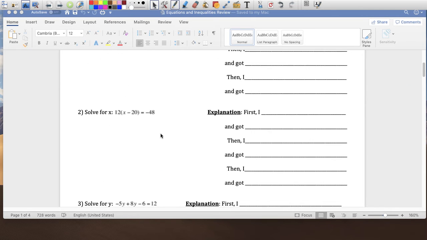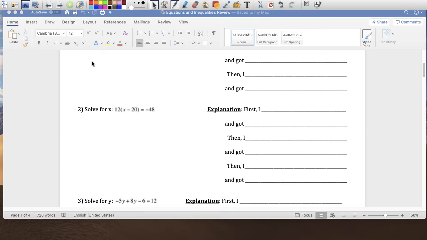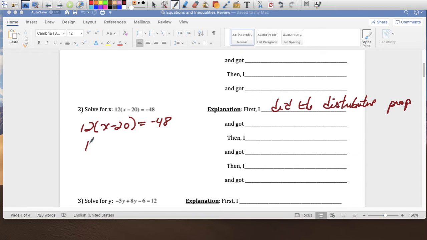Second problem is the same thing. First thing I did, I'm going to rewrite it. It's 12 parentheses x minus 20 equals negative 48. First I did the distributive property. I got 12x minus 240 equals negative 48. Distributive property happens over here.